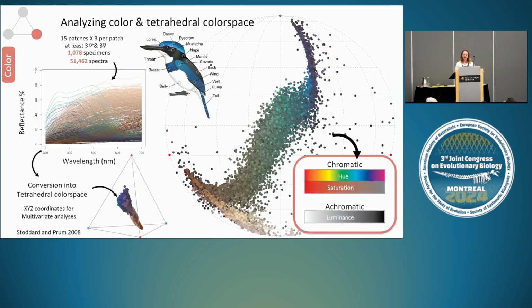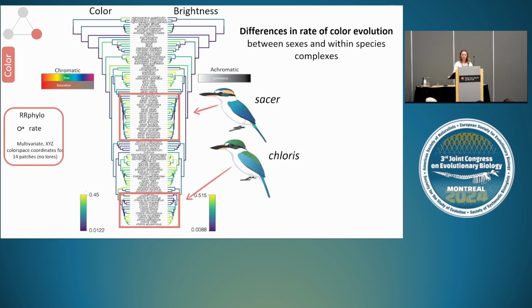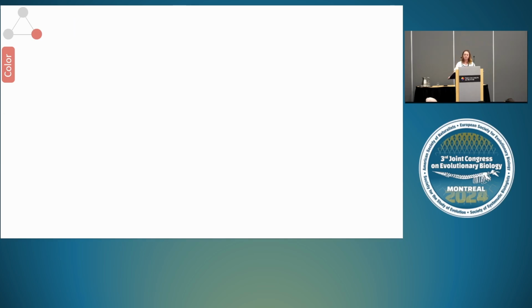And we can use XYZ coordinates and chromatic and achromatic measures of color to do multivariate analyses of these two aspects of color for both sexes. Here, purple is slower rates and yellow is faster rates. And I'm showing male rates here, but we do see differences between the sexes. I didn't have time to talk about that today. And we found that males actually did not have the fastest rates of color evolution overall. And we can also see differences within species complexes, such as within the Pacific kingfisher, sacer, and the collared kingfisher, chloris.